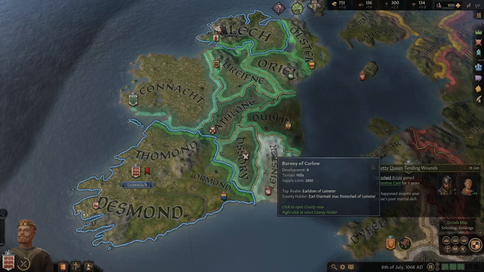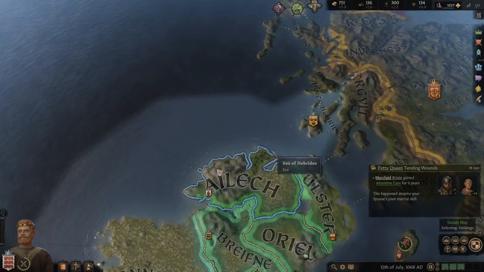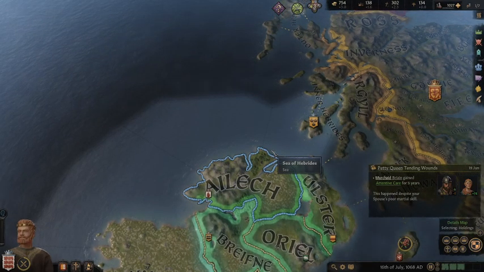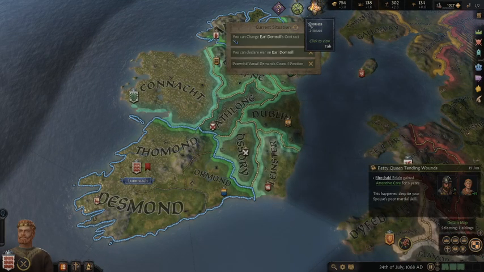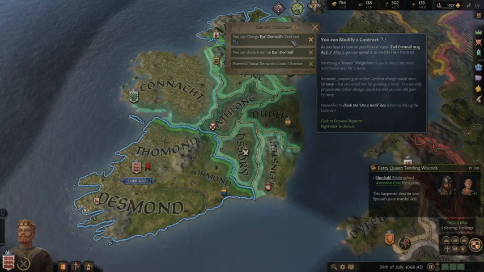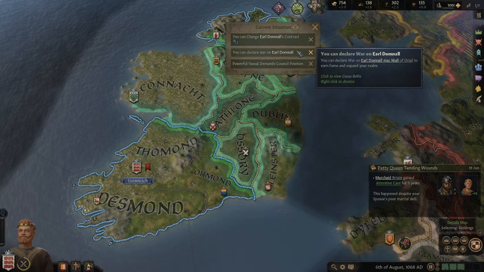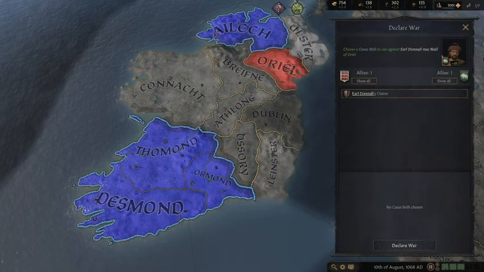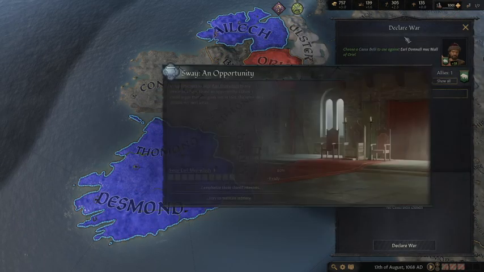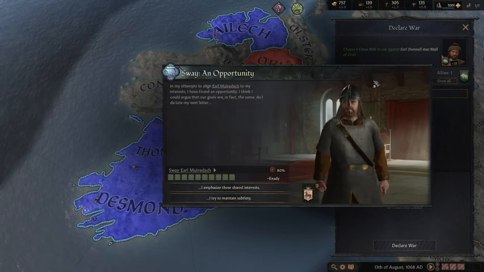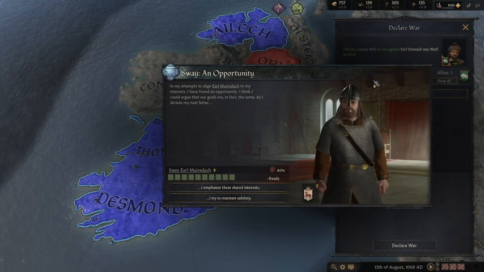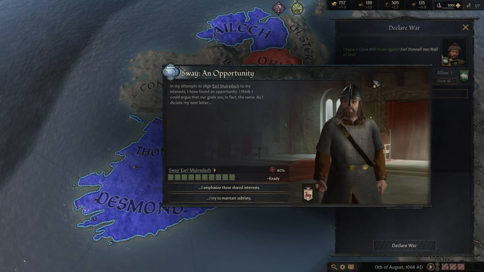Right. Expand all my armies again. So now Aelic is also part of my petty kingdom. Can change Earl Donald's contract. I can also declare war for Oriole. My attempts to align Earl Mirdak to my interests, I have found an opportunity.